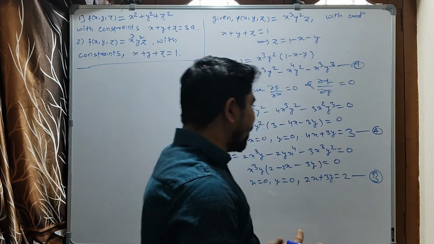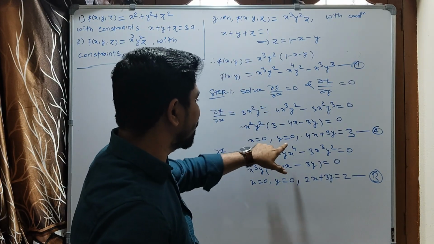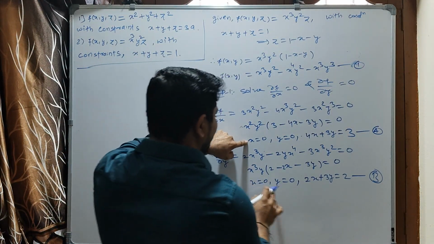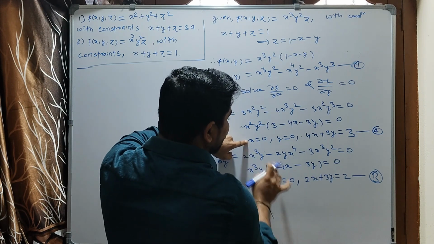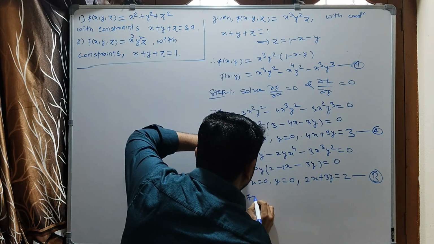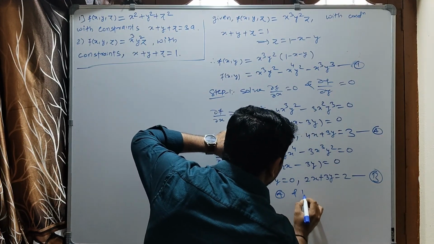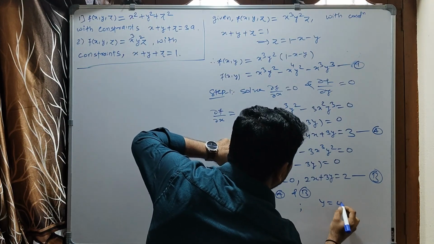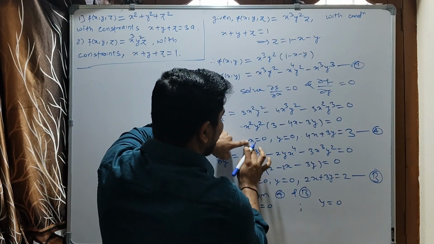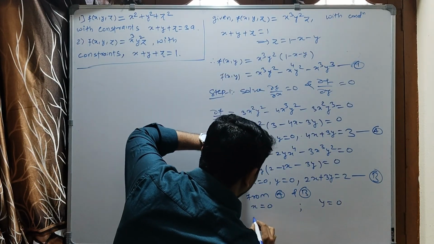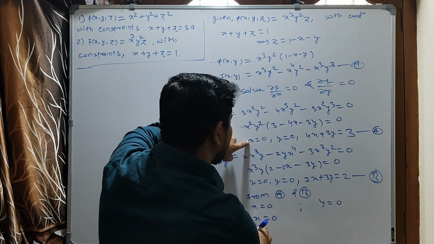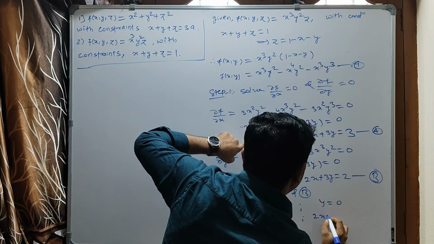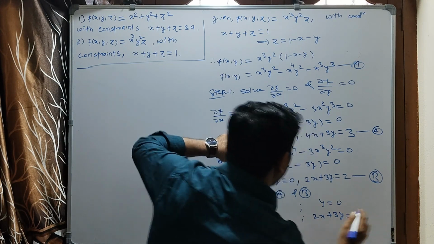Now just observe one thing. I want to take from the pair of equations a and the pair of equations b. So here I want to take the pairs. From a, x equal to 0, y equal to 0, and from b, x equal to 0, y equal to 0, and 2x plus 3y equal to 2.